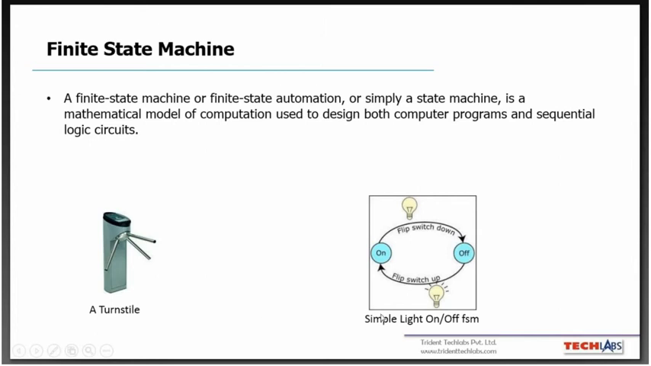Next, I am showing one more simple FSM, which is the on and off of your bulb or your light. First we click the button or turn on the switch, and at that time your bulb will glow. If you turn off the switch, the bulb will get turned off. It is again a finite state machine.